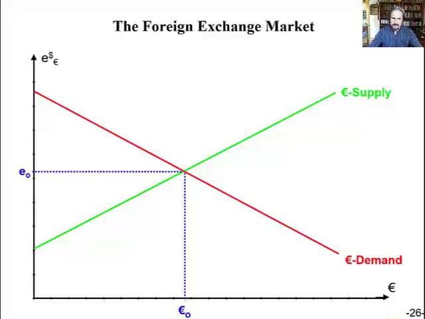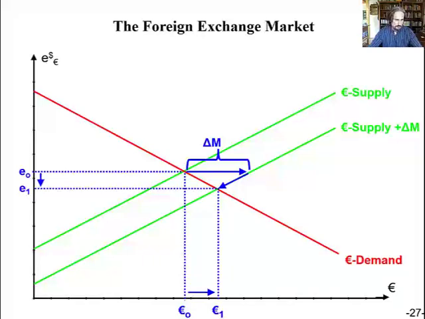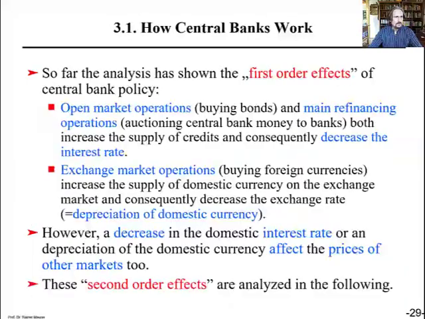If now the central bank increases its supply of euros and demands dollars, the euro depreciates to a lower level. And again, it will stay there if nothing else happens. So far, the analysis has shown only first-order effects of central bank policy. Open market operations and main refinancing operations both increase the supply of credits and consequently decrease the interest rates. Foreign exchange market operations increase the supply of domestic currency on the exchange market and consequently decrease the exchange rate of the domestic currency.